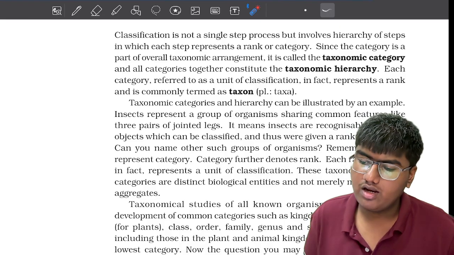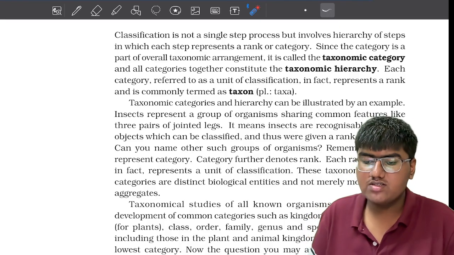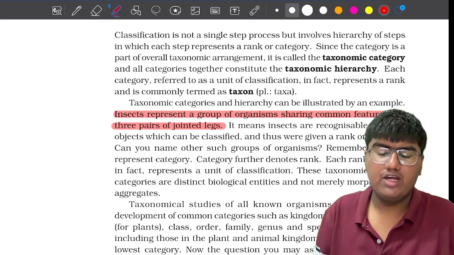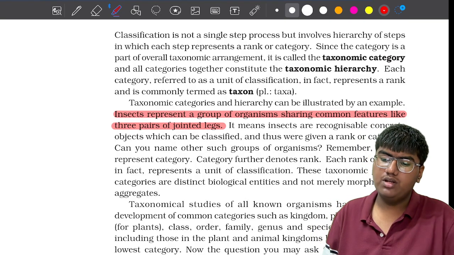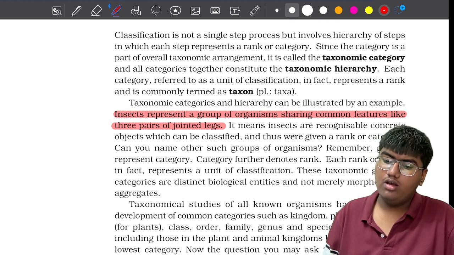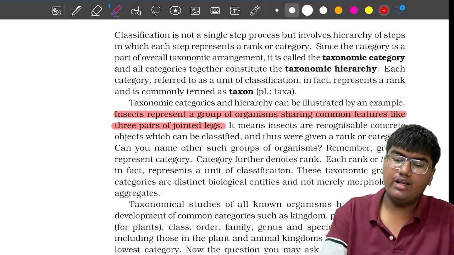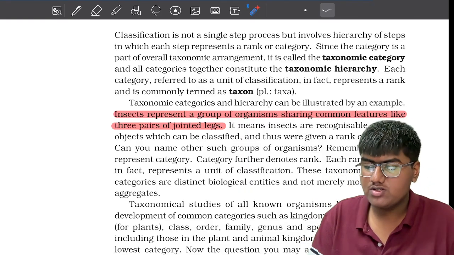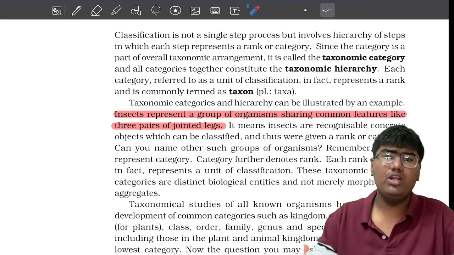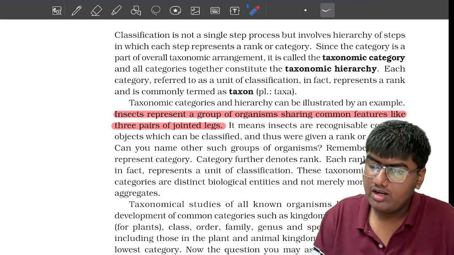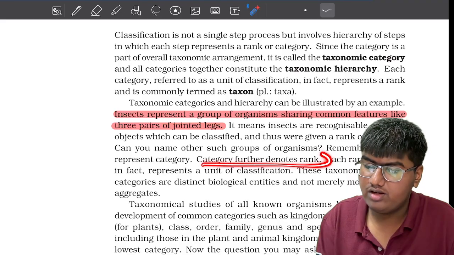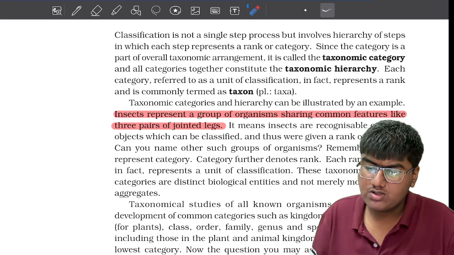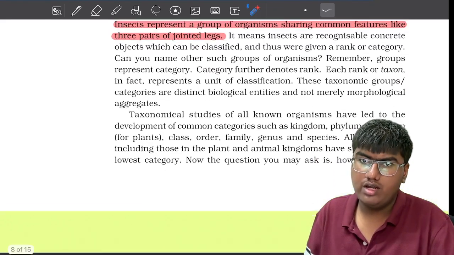Taxonomic categories and hierarchy can be illustrated by an example. Insects represent a group of organisms sharing a common feature: three pairs of jointed legs. It means insects are recognizable concrete objects and thus were given a rank or category. So you can identify insects by having three pairs of jointed legs. You can name other such organisms. If we say insects, we can name so many organisms in it, so it is one taxon. Remember, groups represent categories. Category further denotes rank. Each rank or taxon represents a unit of classification. These taxonomic groups, categories, are distinct biological entities.